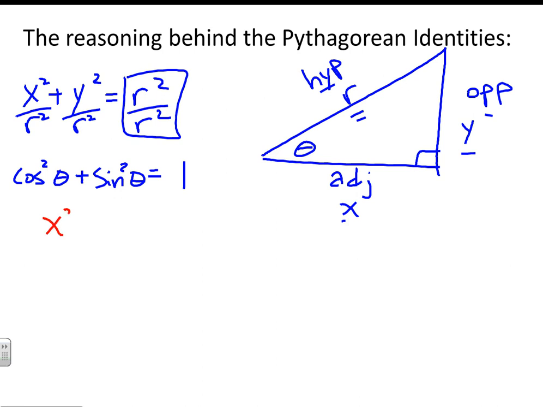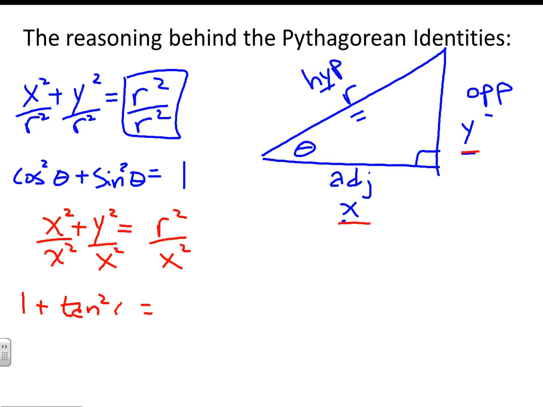How about we go back to x squared plus y squared equals r squared, and we divide by, for whatever reason, x squared everywhere, both sides. Here I get clearly x squared on x squared, 1, plus y on x. Y on x, opposite on adjacent, that is tangent. So 1 plus tangent squared of theta equals r on x. Hypotenuse on adjacent. Well, adjacent on hypotenuse I know is cosine. Reciprocal of cosine, secant. This is secant squared of theta. That's one of our Pythagorean identities.